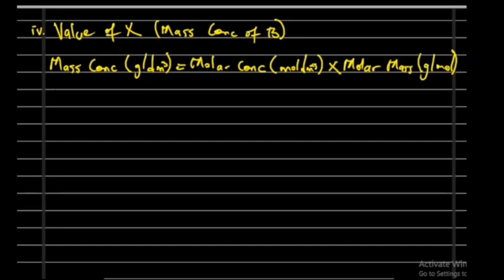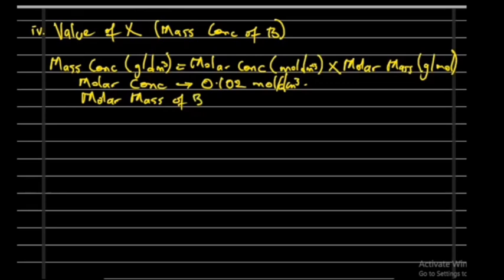So from the question that we have, after calculating, we calculated our molar concentration to be 0.102 moles per dm cube, and then we calculated the molar mass of B to give us 84 grams. So using these two parameters now, we can actually go to calculate the mass concentration. The mass concentration will now be our molar concentration, which is 0.102 multiplied by our molar mass, which is 84.